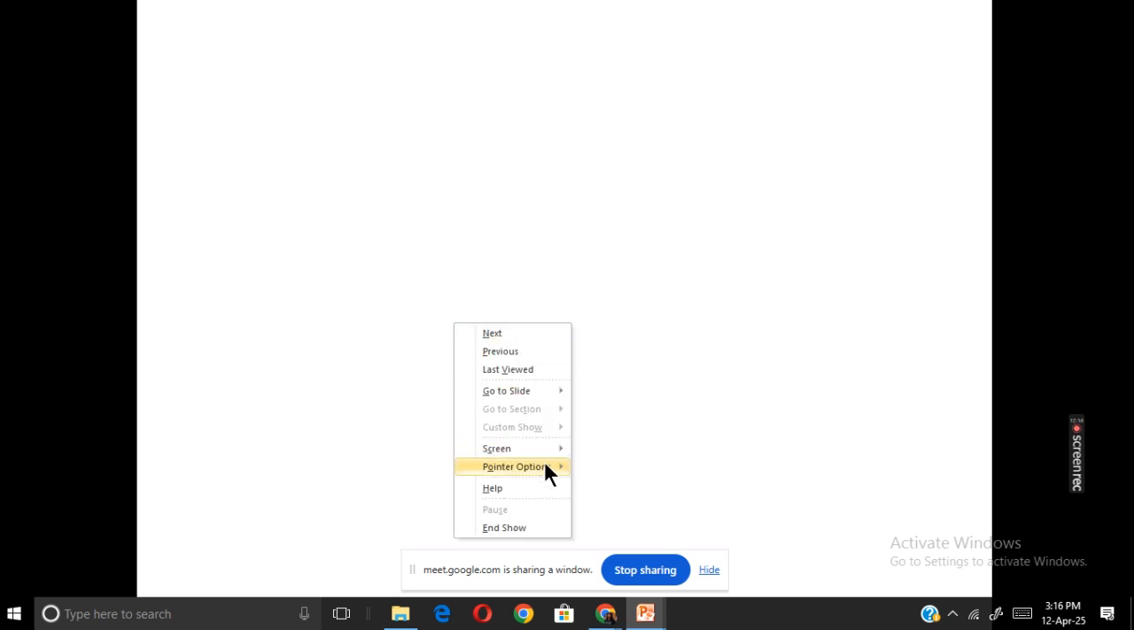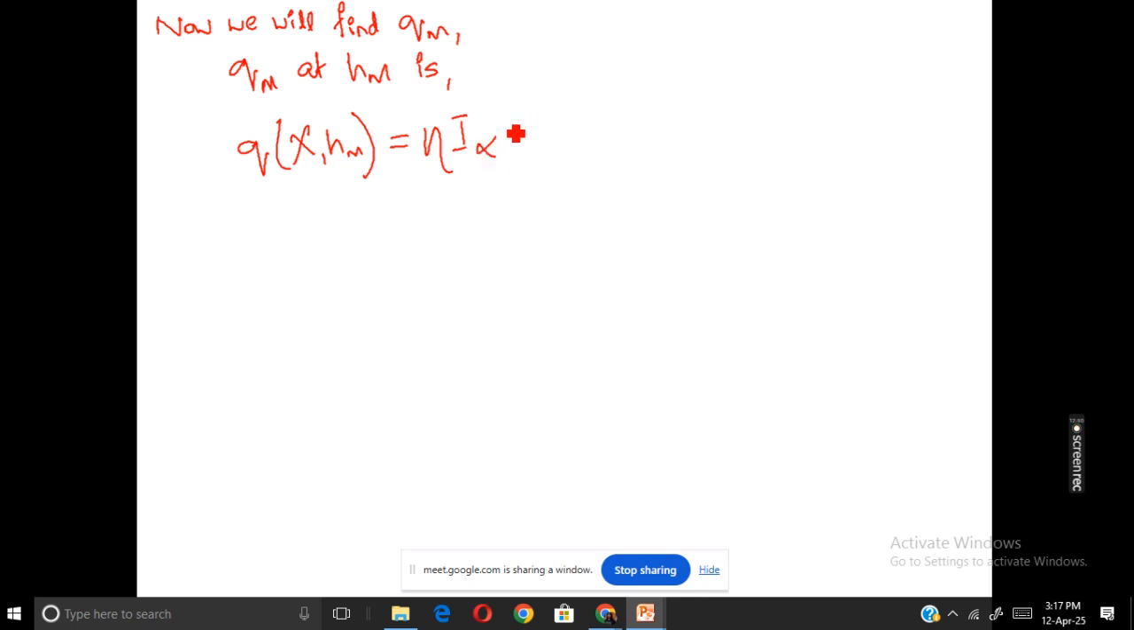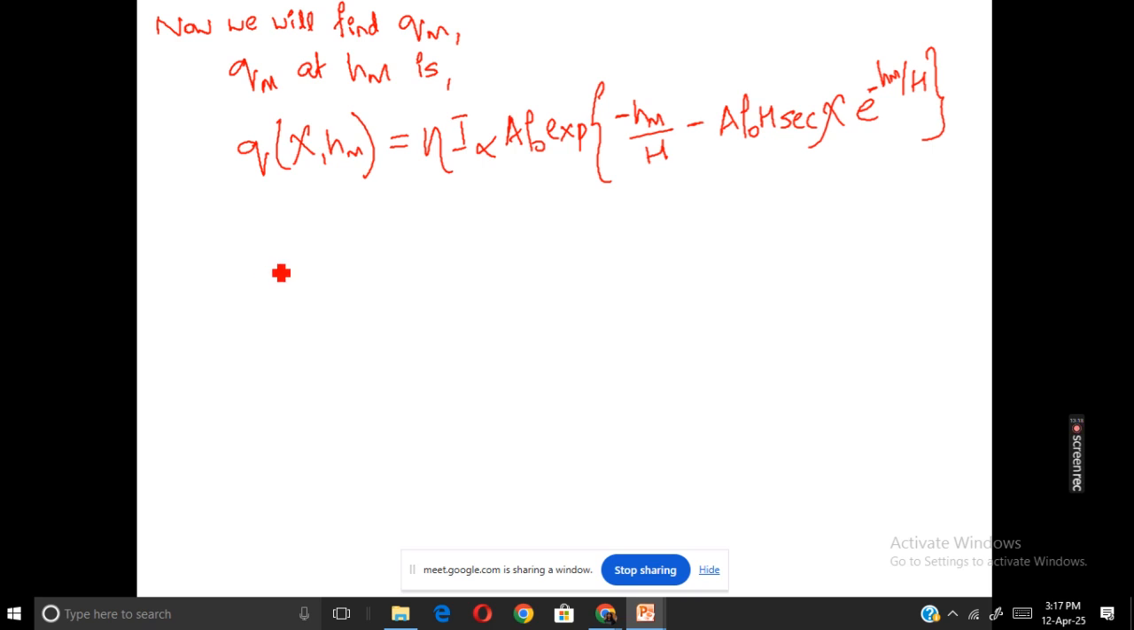So for Qm, Q is a function of χ and hm, which can be written as η I infinity a ρ0 exponential of minus hm by H, minus a ρ0 H c χ e^(−hm/H). Same equation, we are just substituting h with hm.